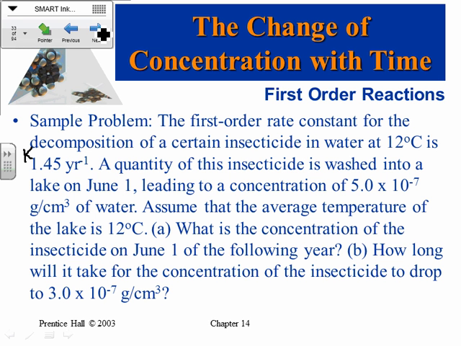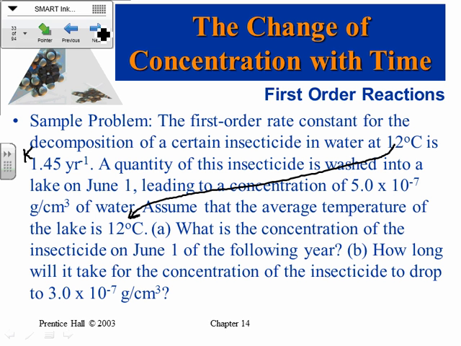And actually, when you take the natural log of something, it ends up being a unitless number anyway, so we don't have to worry too much about our units. But as long as our concentrations are in the same units, then we're gonna call that good. And then we assume that the average temperature of the lake is 12 degrees Celsius. The only reason that matters is because they're basically telling us here that the k that they gave us is good. We can use it in this particular situation. So, part A is asking, what is the concentration of the insecticide on June 1st of the following year?